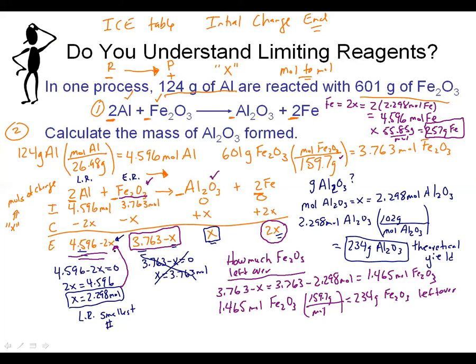So again, in this particular problem, it actually only asks for this. But again, you can see relatively quickly, you pretty much can answer every other thing that would ever be asked of you in a very quick fashion. Any questions on an ICE table approach to doing limiting reagents?